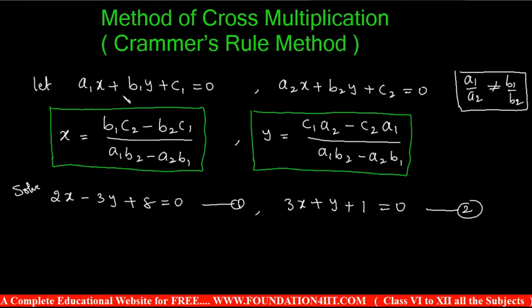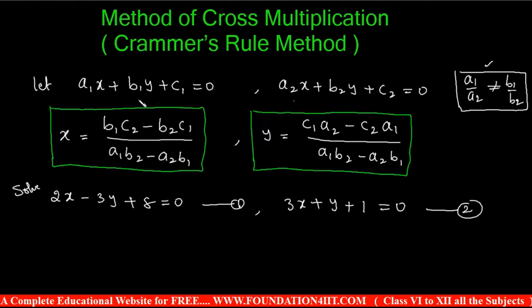These are the two linear equations: a1x plus b1y plus c1 is equal to 0, and another one is a2x plus b2y plus c2 is equal to 0. The condition is a1 by a2 should not equal b1 by b2. Then only we can use this method.